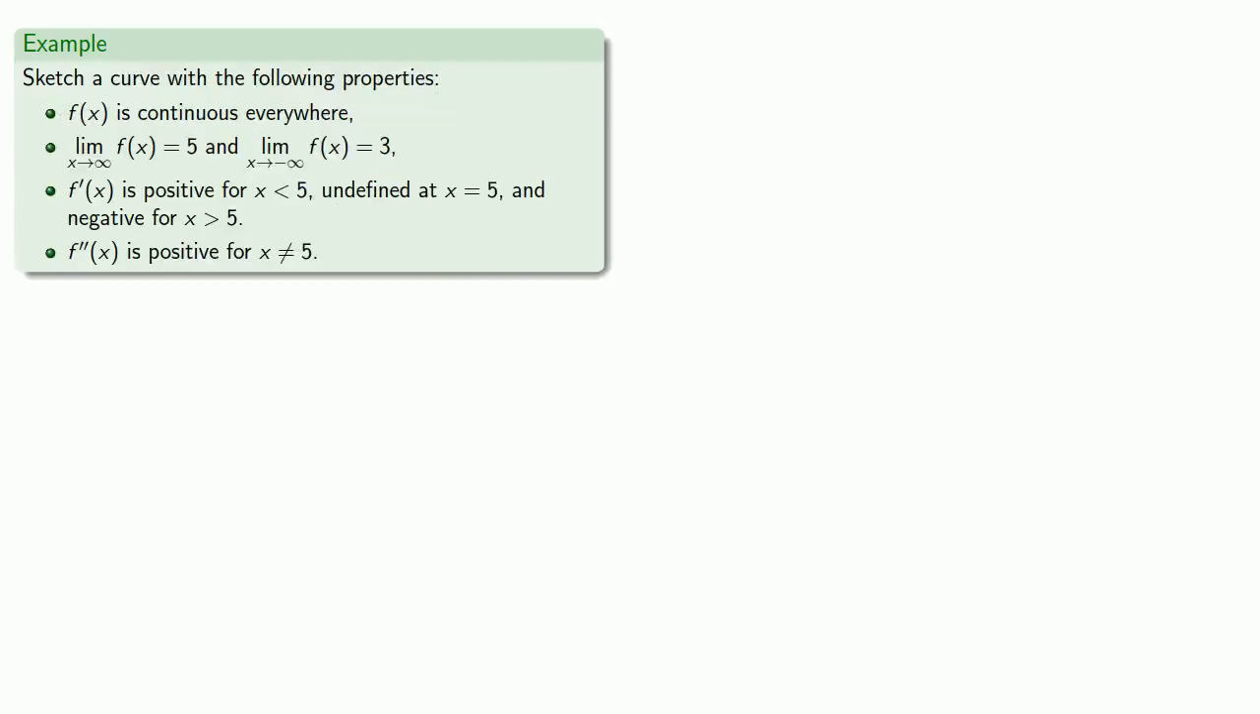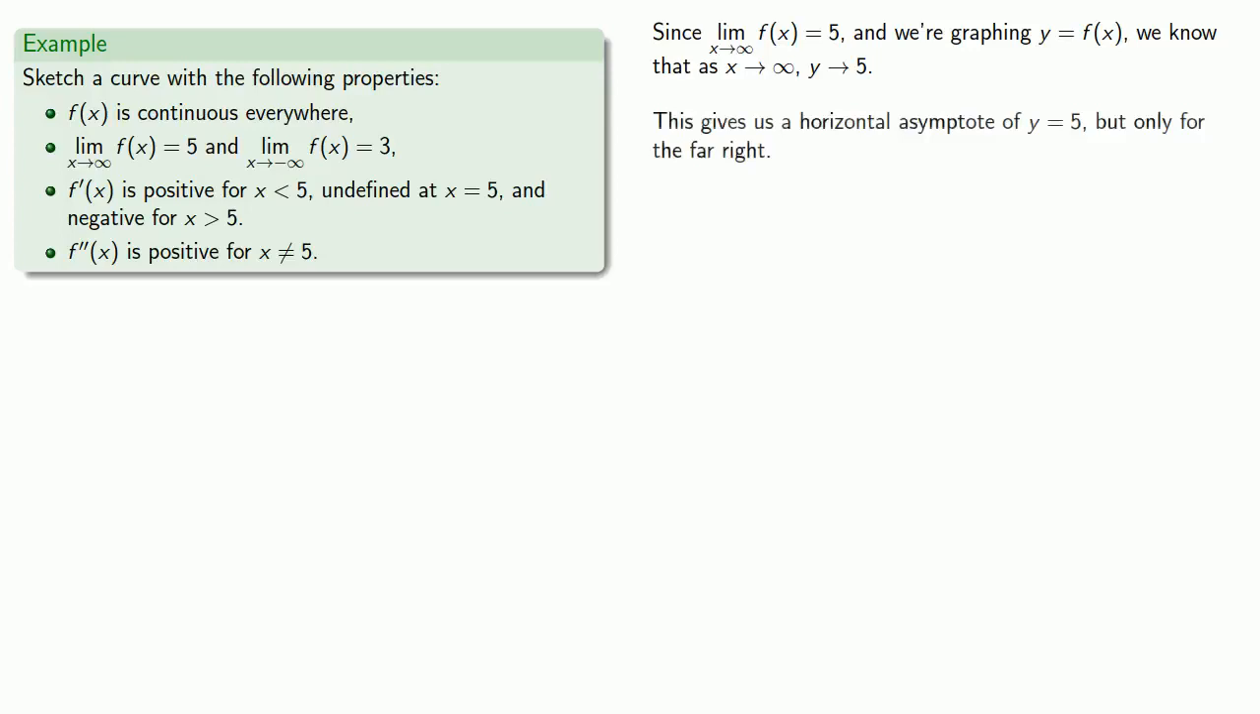What if we have a different set of information? Since the limit as x goes to infinity of f of x is equal to 5, and we're graphing y equals f of x, we know that as x goes to infinity, our y values go to 5. And this gives us a horizontal asymptote of y equals 5, but it's useful to remember we only need this for the far, far right of the graph.